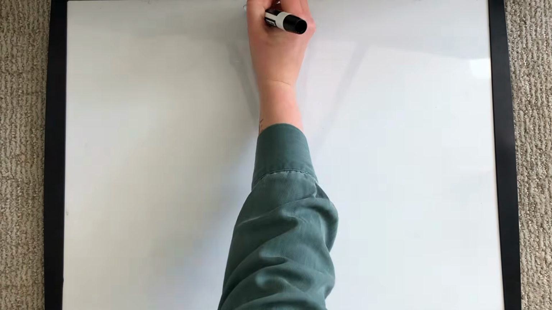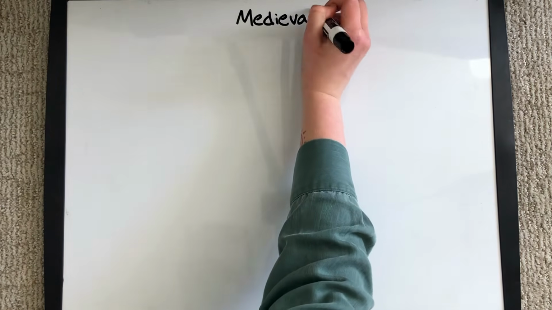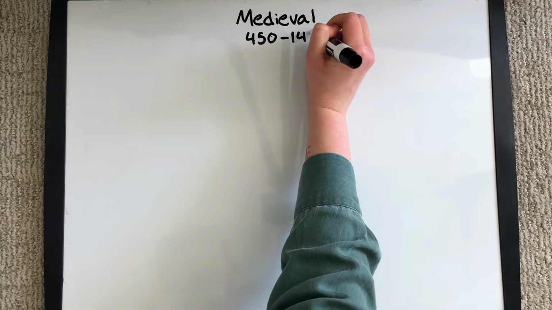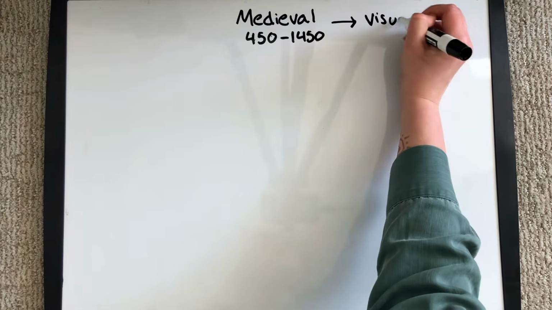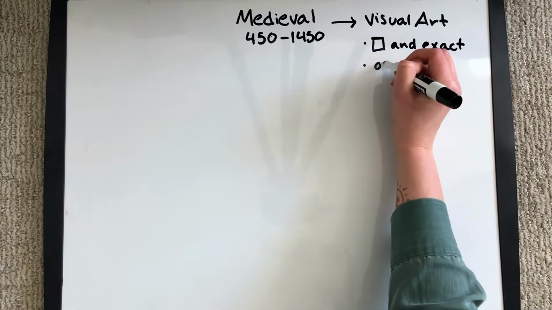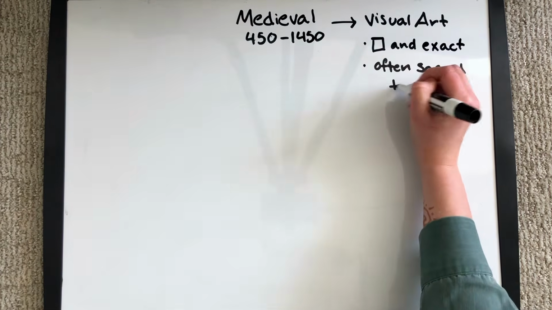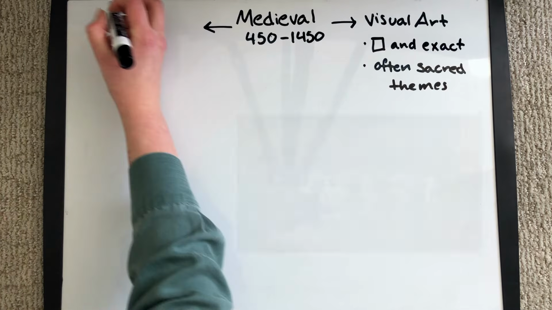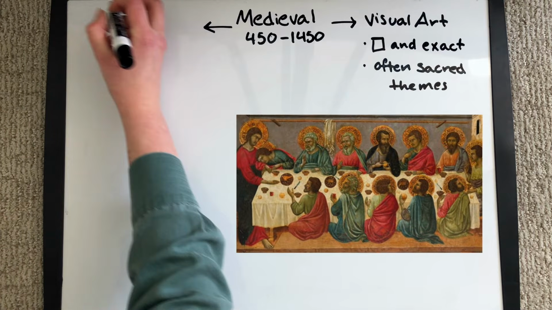Today we are going to take a closer look at medieval music. The medieval period was from 450 to 1450. Visual arts at this time were more boxy and exact, and they often had religious or sacred themes, like you can see in this picture of the Last Supper with Jesus and his disciples.